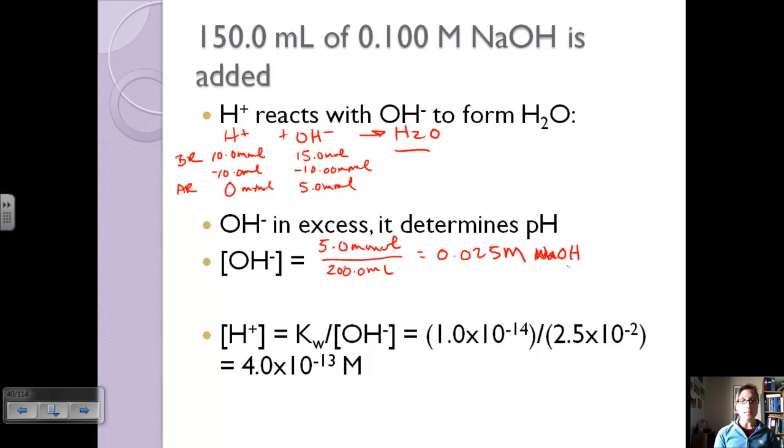Now we want to find the H+ concentration because we need to determine pH. Well, we know that Kw is equal to H+ times OH-. So if we just rearrange that equation, we get this. We know Kw is 1 × 10⁻¹⁴. We just found our concentration of OH-, and that gives us a concentration for H+, 4 × 10⁻¹³. And then we can use the negative log of it to find the pH, and it's now equal to 12.4. So we went from neutral, now we had excess OH-, and we're at a pH of 12.4. So that's logical, that makes sense.